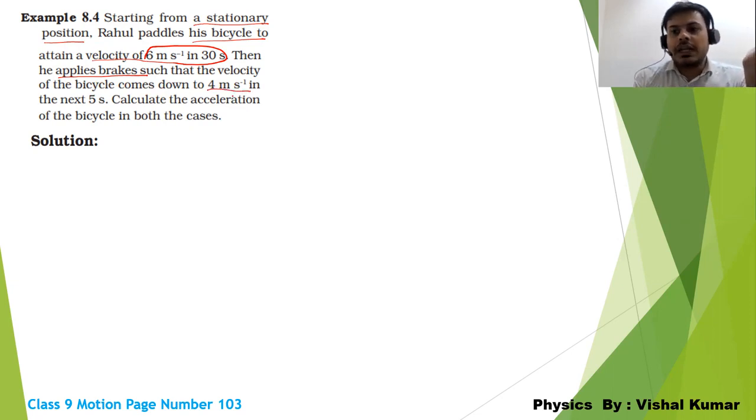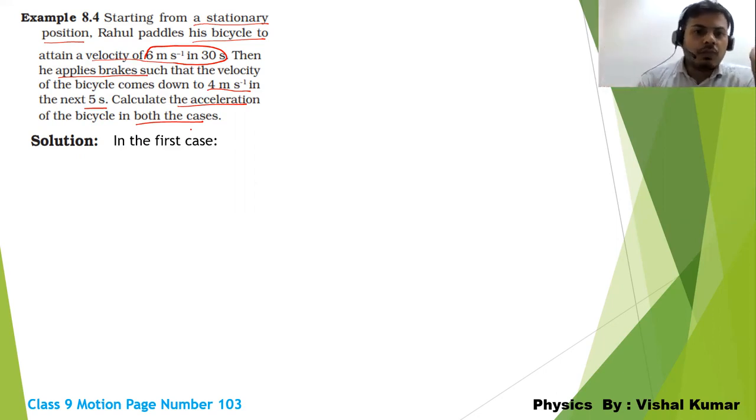It means the starting velocity is 6 meter per second, and after applying the brake, the velocity will reduce to 4 meter per second in the next 5 seconds. In that case we have to calculate the acceleration of the bicycle in both the cases, case 1 and case 2. One by one, we go with case 1 and after that with case 2.